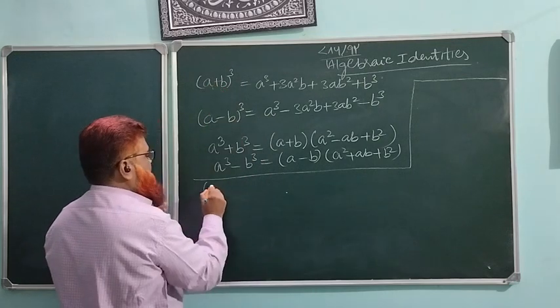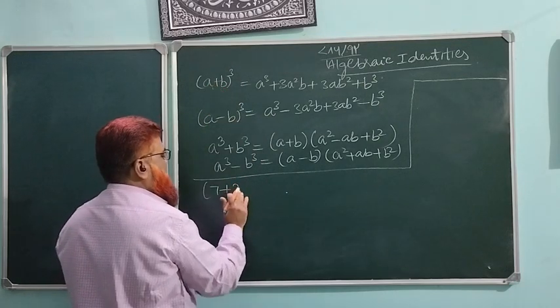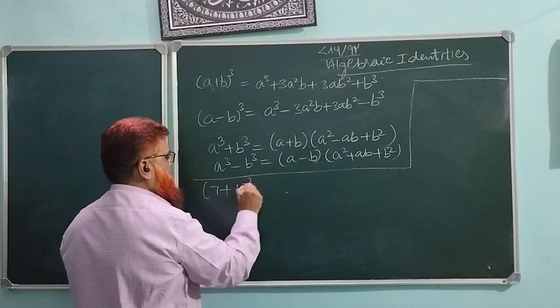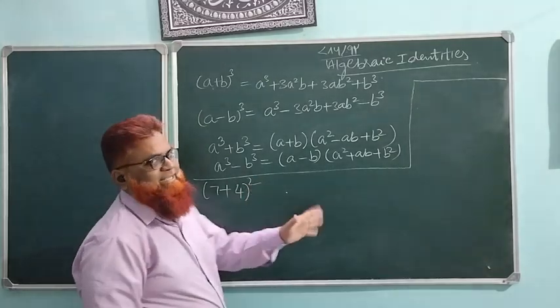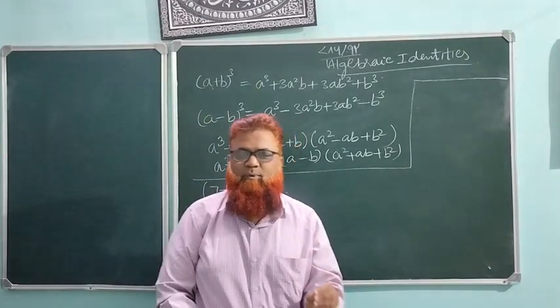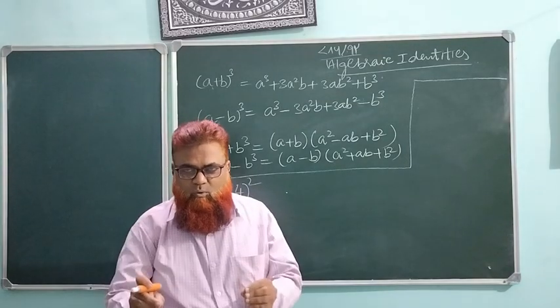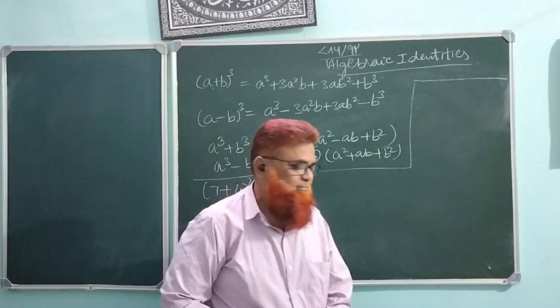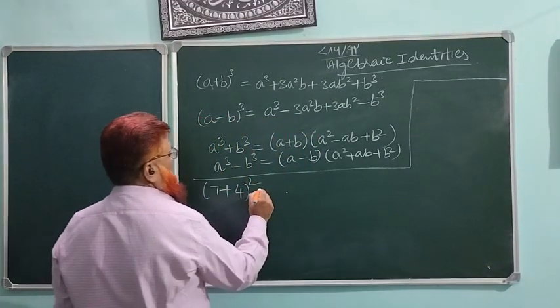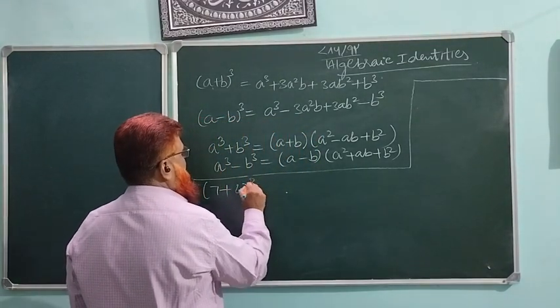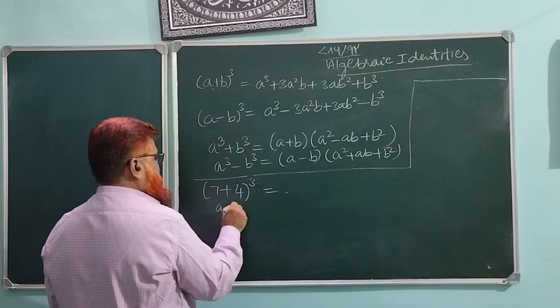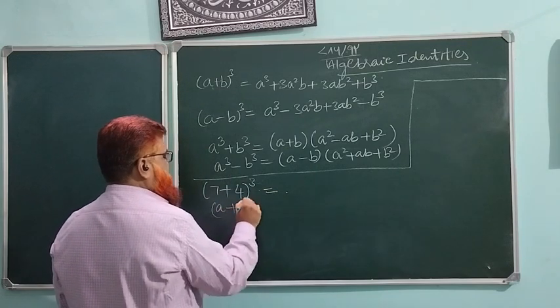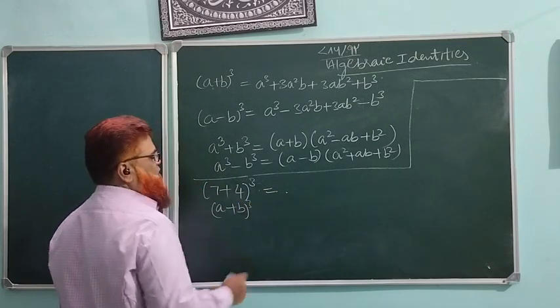Let's take 7 plus 4 whole cube. We have to test whether the a plus b whole cube expansion holds true, and whether the expansion is correct or not. Substitute a plus b, where a is equal to 7 and b is equal to 4.